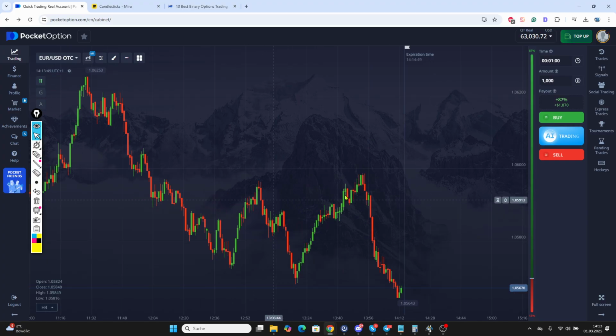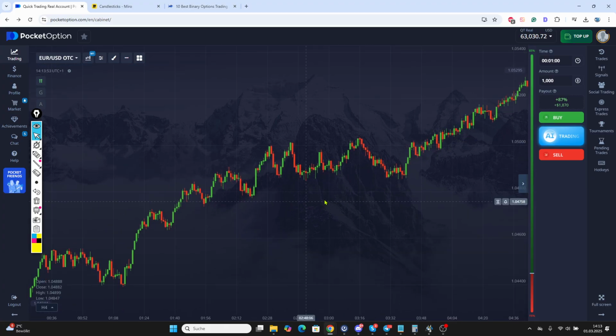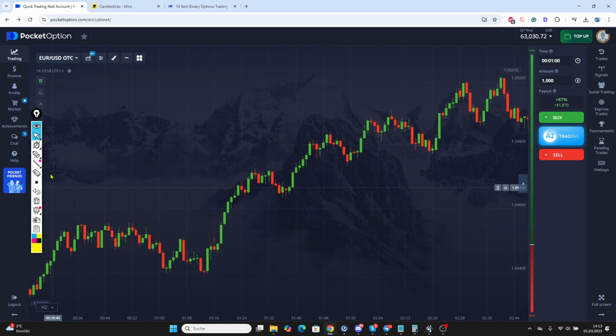Let's keep watching this, but let's go back to another example, how I would trade here. So this is an uptrend, clearly an uptrend. You see, I'm aiming for the strong movements, strong. Now I have the volatility and I want to trade.